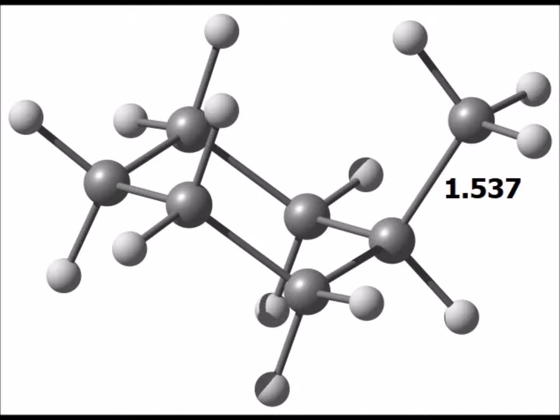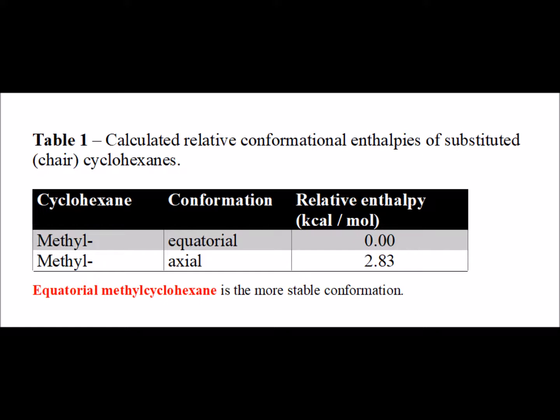When the methyl group is in the axial position, the carbon-carbon bond length is 1.537 angstroms. When we compare the computed enthalpies of the two different conformations, we find that the equatorial conformation is lower in energy and that the axial conformation is 2.83 kcals per mole higher in energy.